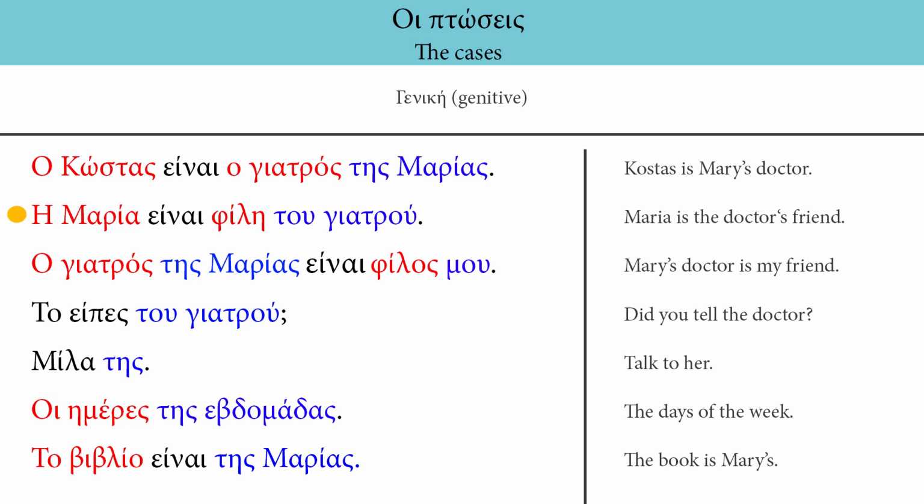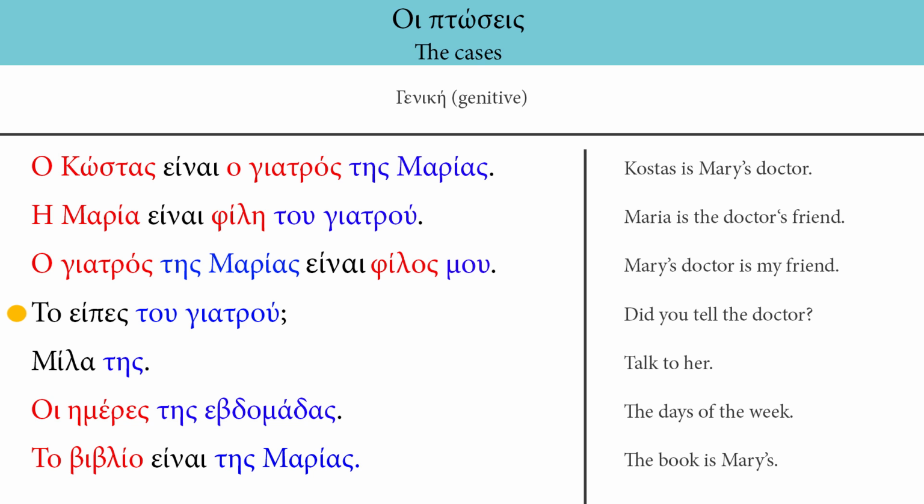Let's make it a bit more complex here. Two genitives in one sentence and also two possessive structures in one sentence. Ο γιατρός της Μαρίας είναι φίλος μου. Maria's doctor is my friend. The doctor, the subject. Whose doctor? Της Μαρίας. Is my friend. Φίλος μου. The possessive pronoun. My friend.